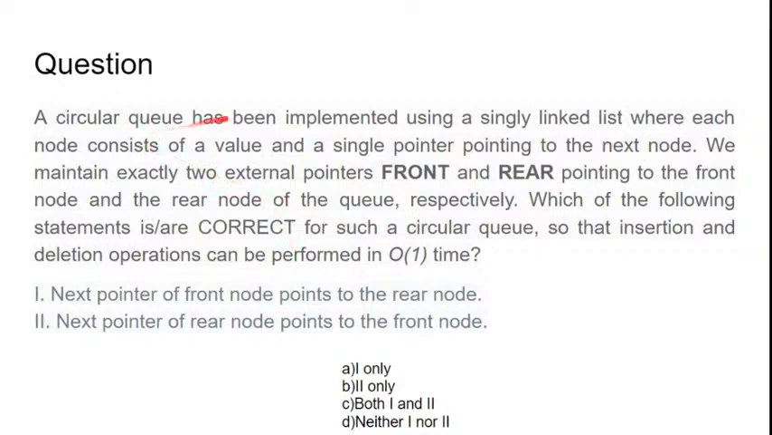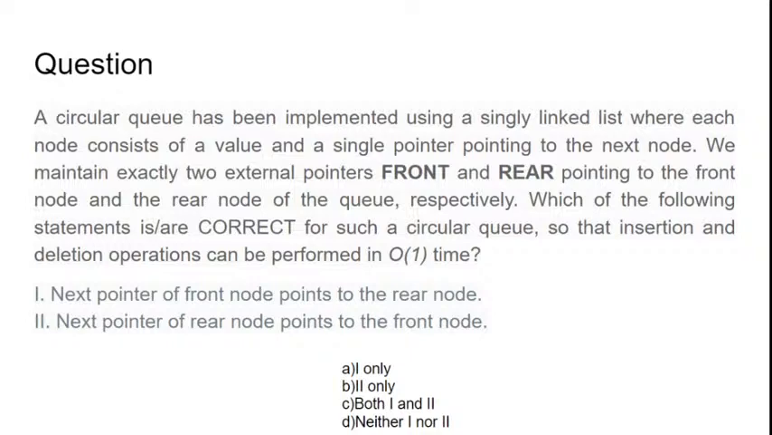Next question: a circular queue has been implemented using a singly linked list where each node consists of a value and a single pointer pointing to the next node. We maintain exactly two external pointers, the front and rear, pointing to the front node and rear node of the queue. Which of the following statements is correct for such a circular queue so that the insertion and deletion operations can be performed in O(1) time?